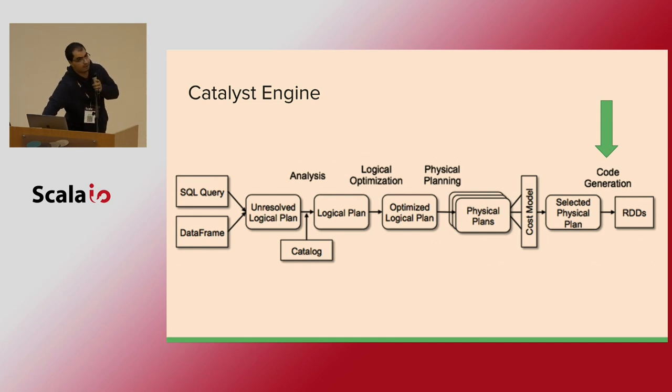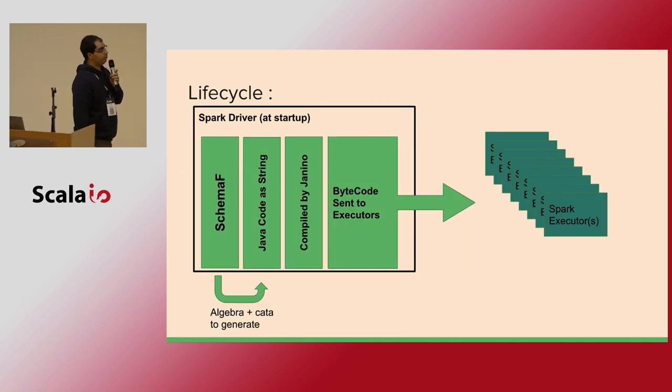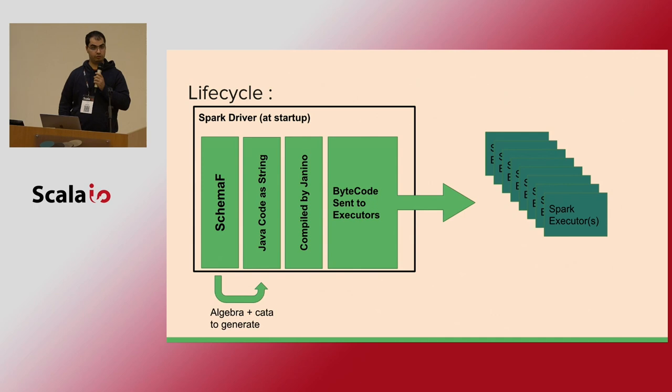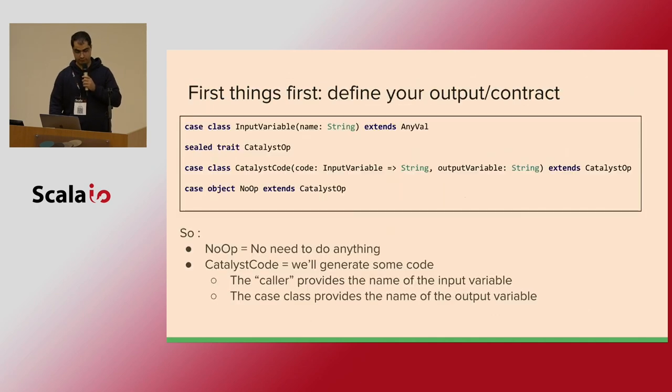I'm going to go there. This is not a hack. This is something that Spark allows you to do. It's just not very well documented. So what is going to happen is, from a schema F, I'm going to create Java code as a string, and Spark is going to compile it using a compiler called Janino, send this bytecode to every executor, and do the computation on every executor.